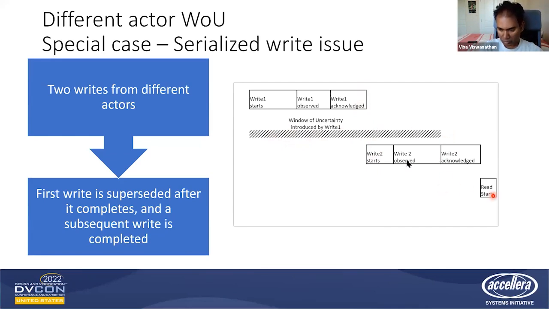If a read were to be issued after write 2 is acknowledged, it is guaranteed that the read would see the write 2 value in memory.